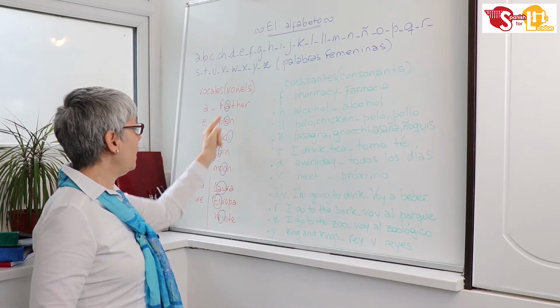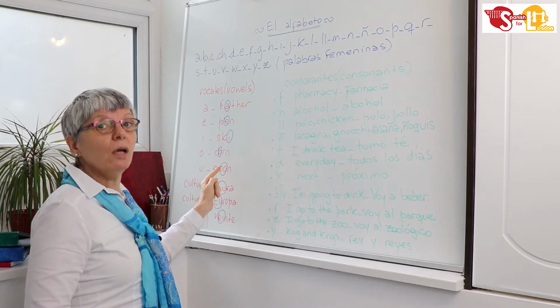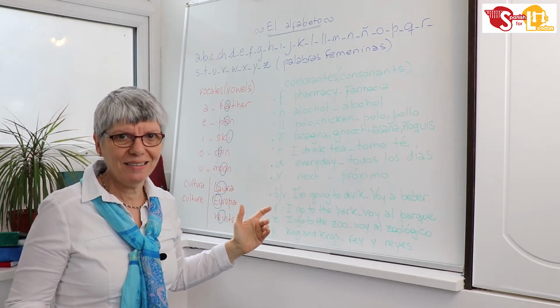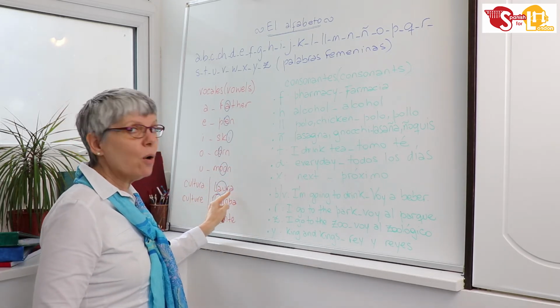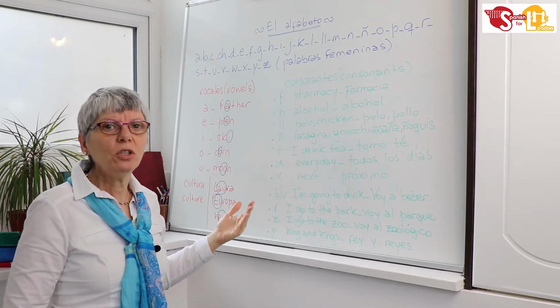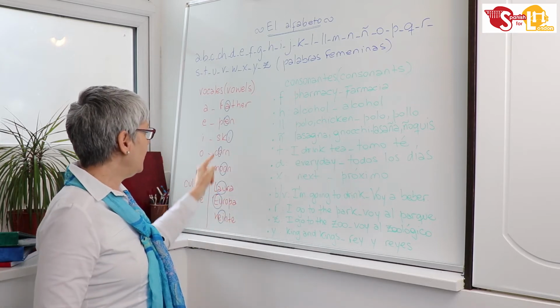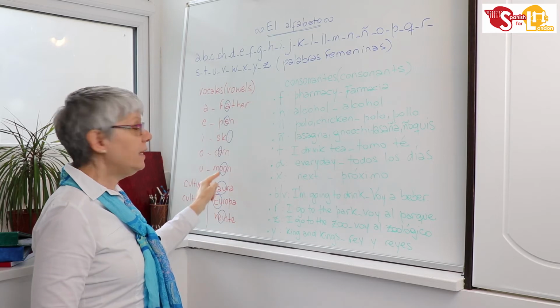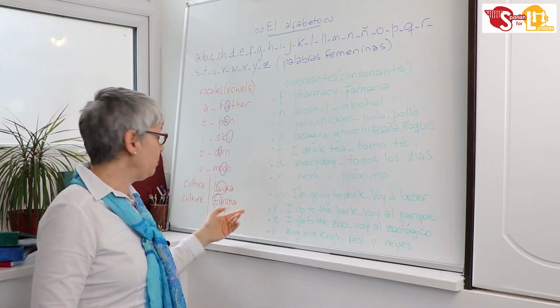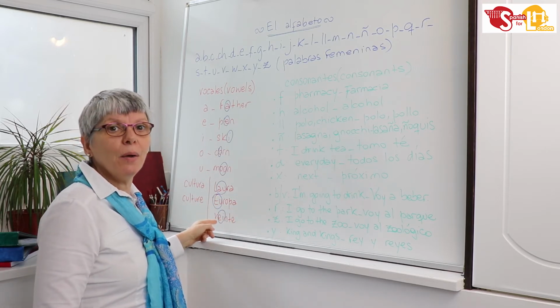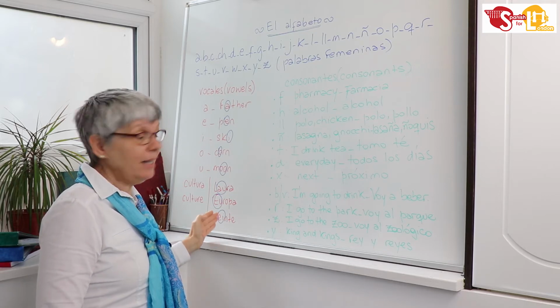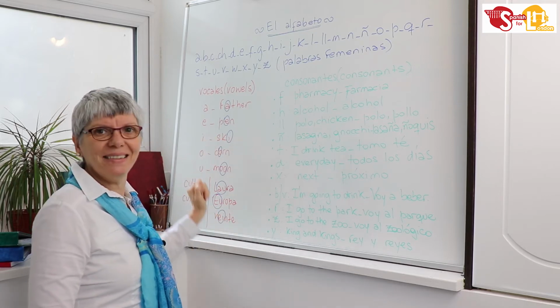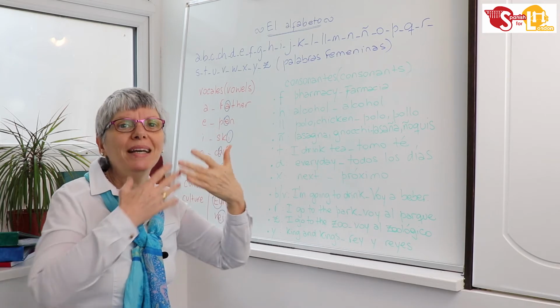A, like in father, U, like in moon. So my name is not Laura the English way in Spanish, but Laura. Europe is not the English Europe, it's E, like in pen, U, like in moon, Europa. And 20 is veinte, E as in pen, I as in ski, smiling, veinte.